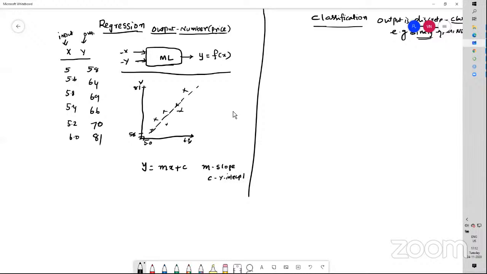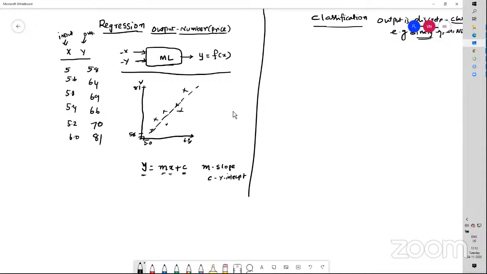So this is coming from the basic algebra. Long back in the school days, we have learned this. So a linear line will be represented in the form of y is equal to mx plus c. So let's assume that we can represent this line with this linear equation, y is equal to mx plus c.